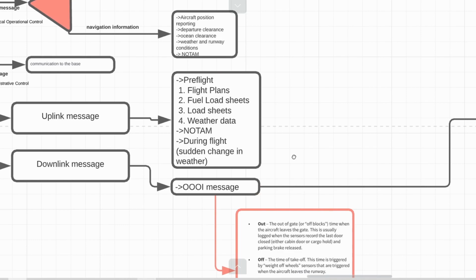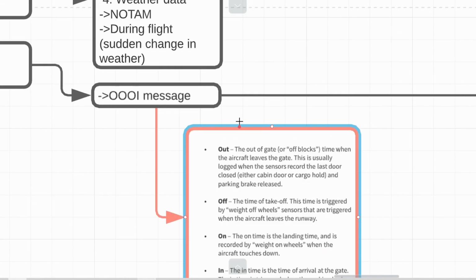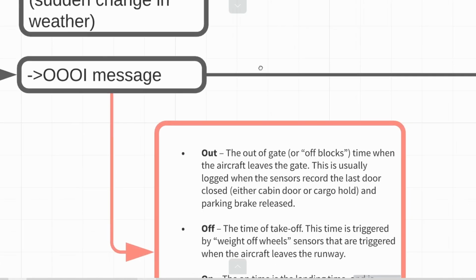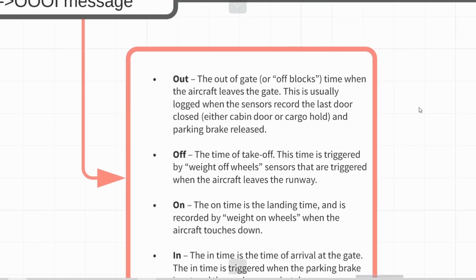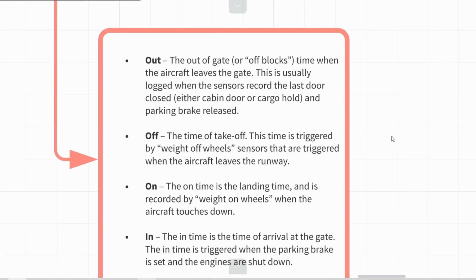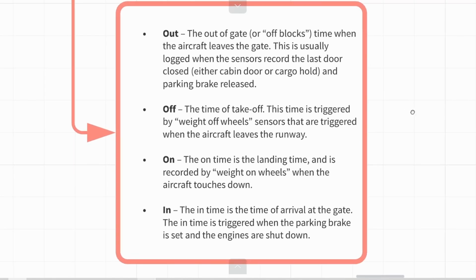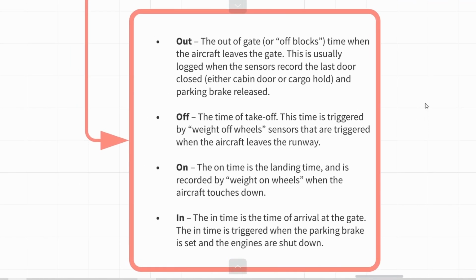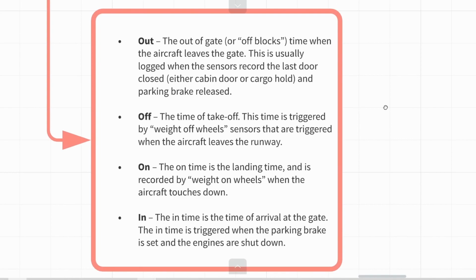And downlink messages include OOOI messages. OOOI is a special set of messages that are sent to the ground station from an aircraft, so that the aircraft flight path can be tracked and the airlines could maintain their flight schedule. So first O means out. The out, or off-block time, is when the aircraft leaves the gate.